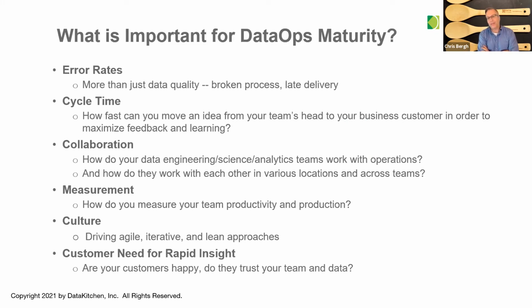Are things late? Are they broken? What's your development cycle time? And how well is your team collaborating with each other, both within teams and across teams? How much do you measure, or can you measure your productivity and production? And then two things that are a bit more fuzzy: how agile is your team, and what type of agile do they do? And finally, what do your customers think? We've been able to do this and summarize the results.